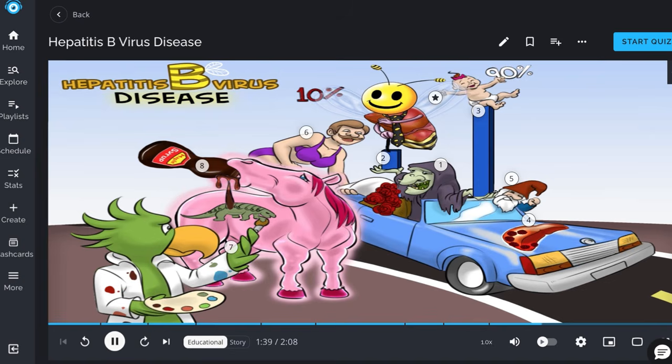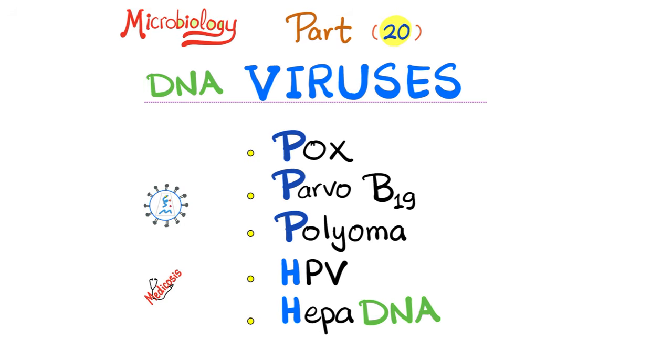So in summary, hepatitis B is a virus that can lead to chronic liver disease. Less than 10% of infected adults become chronic carriers, while 90% of infected newborns will. Chronic liver infection with HBV can lead to cirrhosis and hepatocellular carcinoma. Other systemic manifestations of HBV include membranous glomerulonephritis, polyarteritis nodosa, and a serum sickness-like syndrome. So, we've just learned about pox, parvo, polyoma, HPV, and hepadna. All of them are DNA viruses.